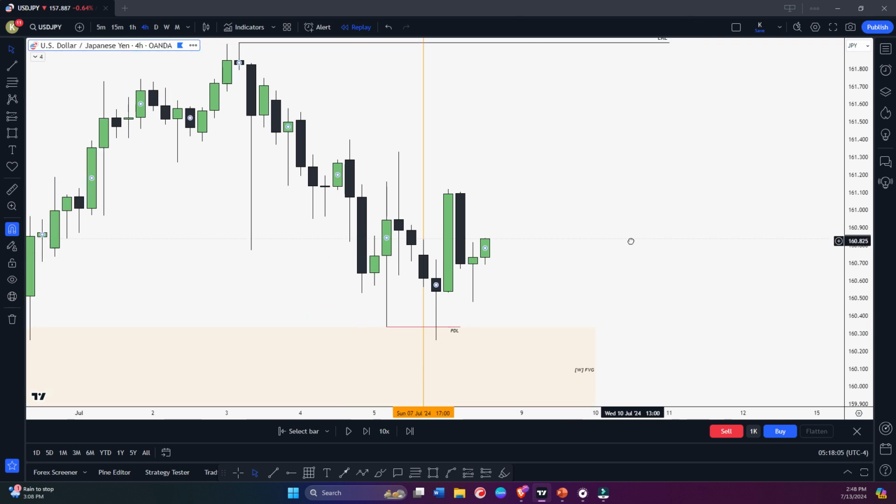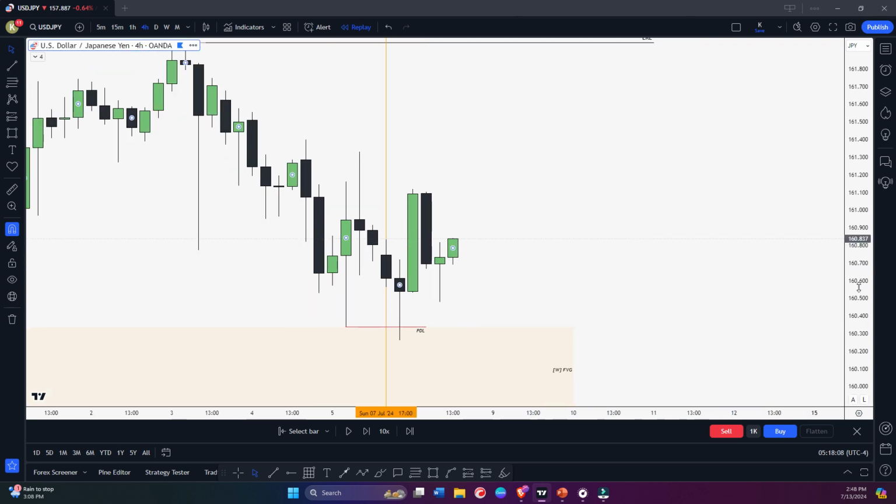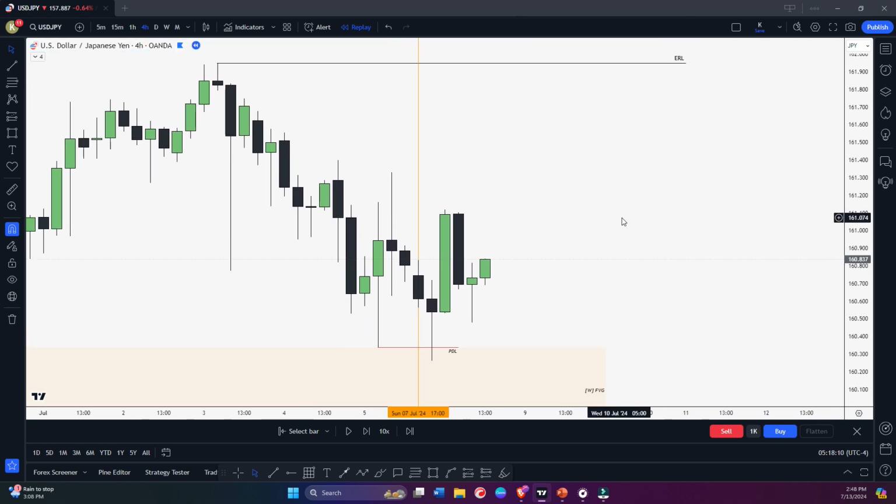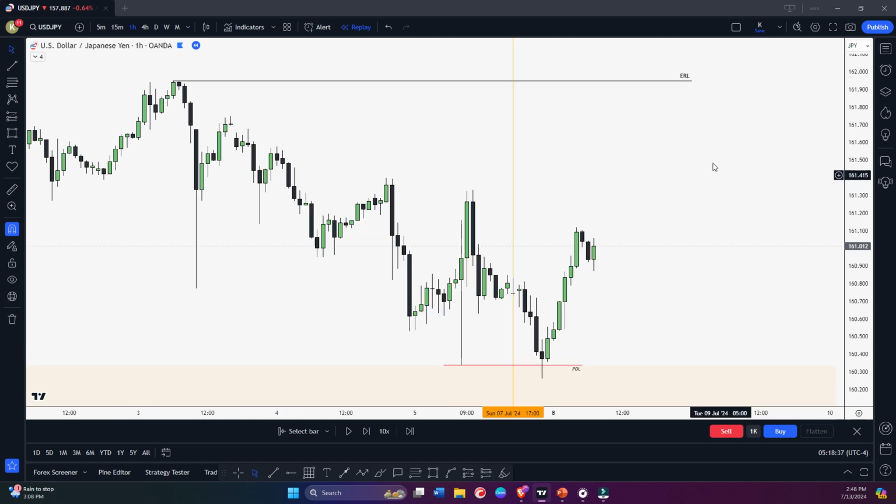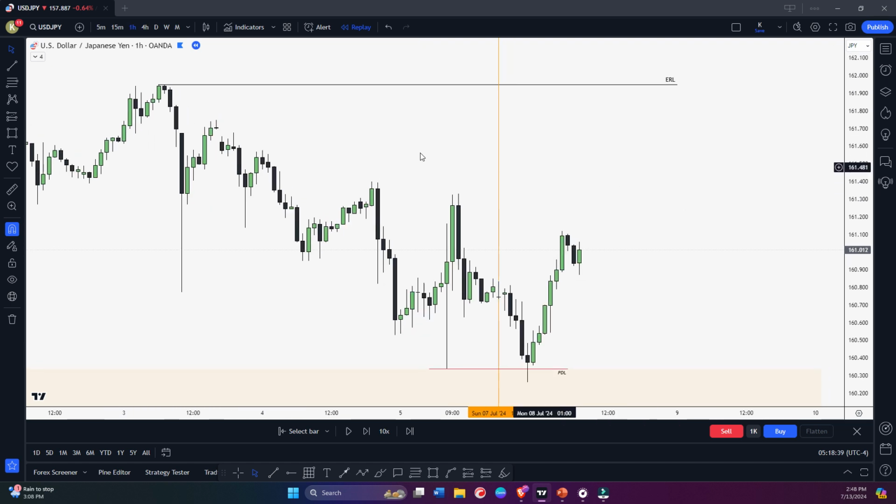Okay, so on the 4 hour time frame, I can see we don't have anything. We don't have any confirmation yet. So I like to check the 1 hour time frame as well. If we have any confirmation on the 1 hour, then I look for the long setup. So right now I'm watching the market on the 1 hour time frame.